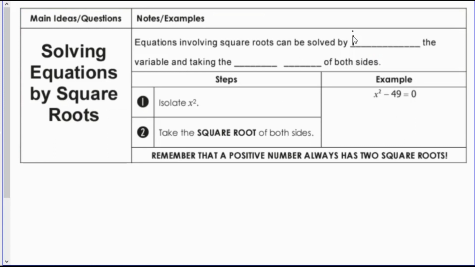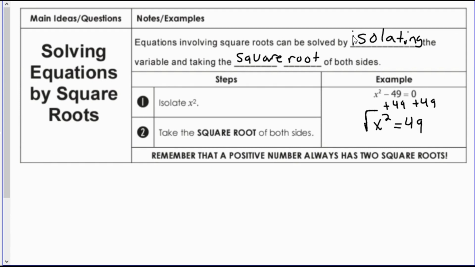So looking first at solving equations by square roots, I can solve equations by square roots by isolating the variable and then taking the square root of both sides. So again, I want to isolate my x squared, and then take the square root of both sides. In this example, I have x squared minus 49 is equal to 0. In order to get rid of my negative 49, I do the opposite, which would be adding 49. So x squared will equal 49.